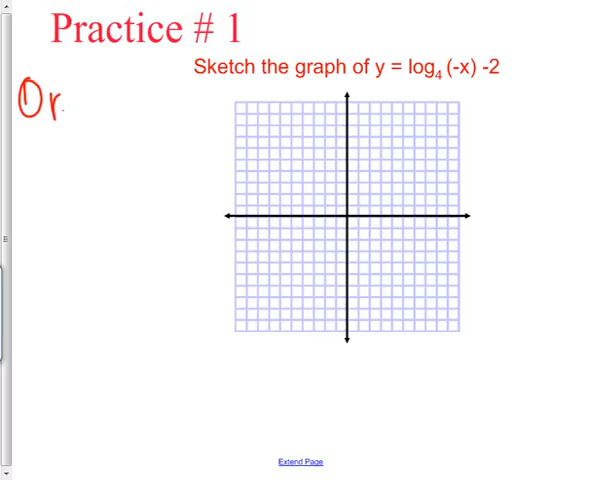So it's going to be a reflection over, is that X or Y axis? Y.